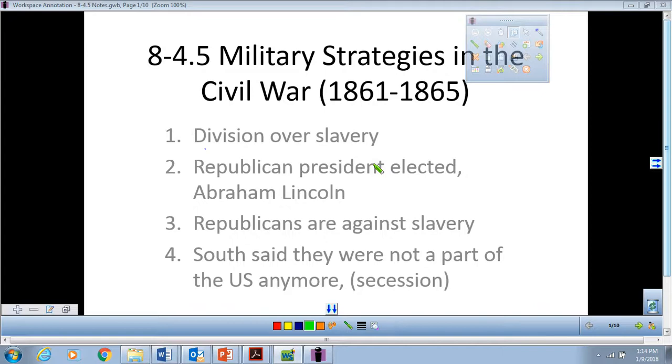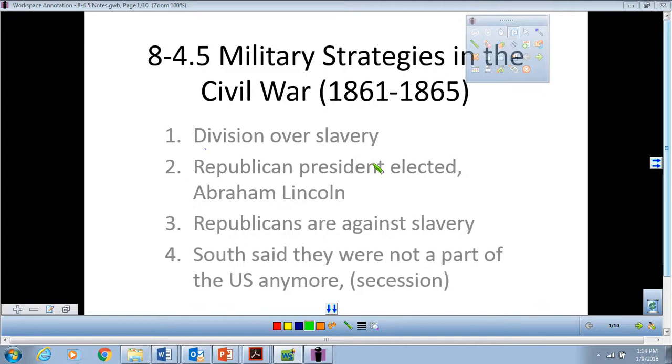Then, the Republicans, who are against slavery, gradually take control of the House. Then they get control of the Senate. And then Lincoln's elected. That allows the Republicans, if they have the House, the Senate, and the President, to do what? What are those three pieces? To pass bills into laws. And the South is afraid that they're going to pass laws against slavery.